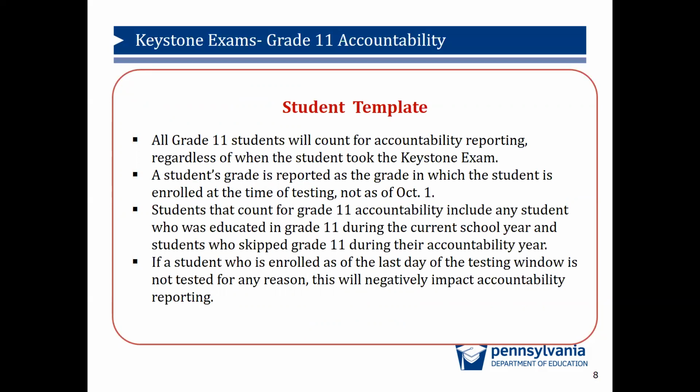A student's grade is reported as the grade in which the student is enrolled at the time of testing, not as of October 1. Students that count for grade 11 accountability include any student who is educated in grade 11 during the current school year and students who skipped grade 11 during their accountability year. If a student who is enrolled as of the last day of the testing window is not tested for any reason, this will negatively impact accountability reporting.